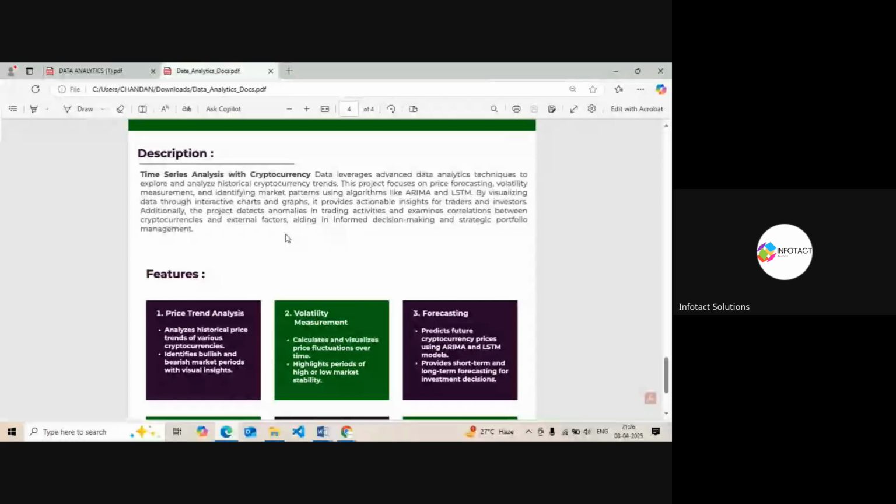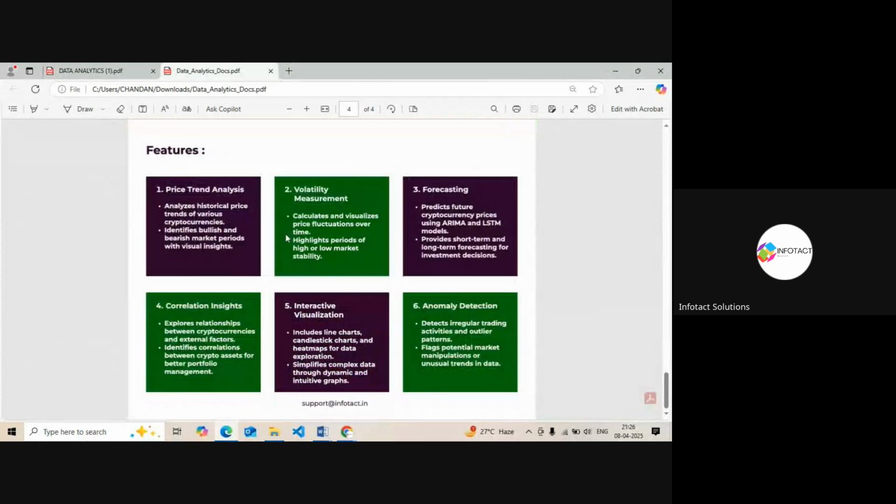And in volatility analysis, that is volatility measurement, we are identifying the market risk and price fluctuation with the GARCH model. You have to use the GARCH model. And for sentiment analysis, you can extract the public sentiment from news and social media. A graphical user interface you can develop by creating an interactive dashboard for analysis.